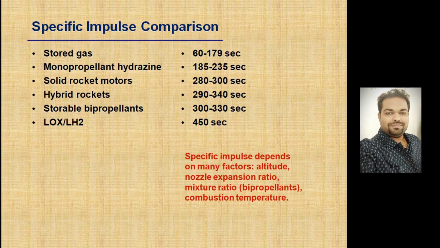If you want to cross that, then you have to use the hybrid rocket motor. Hybrid rocket performance is 290 to 340 seconds. Then came bipropellants. Storable bipropellants will give performance around 300 to 330 seconds. And if you are going for liquid oxygen and liquid hydrogen based rockets, they will be able to give you a specific impulse of 450 seconds. So based on the specific impulse, you can decide the type of rocket to be used. Specific impulse is a very important parameter to decide the type of rocket.